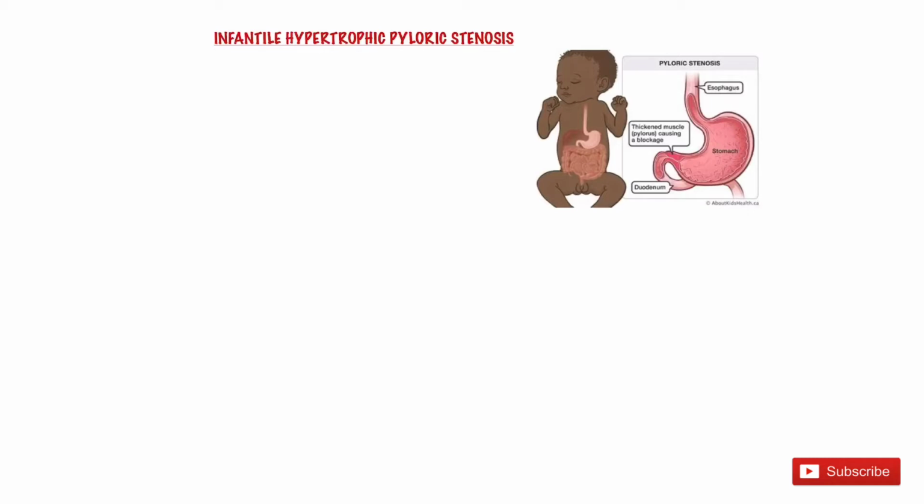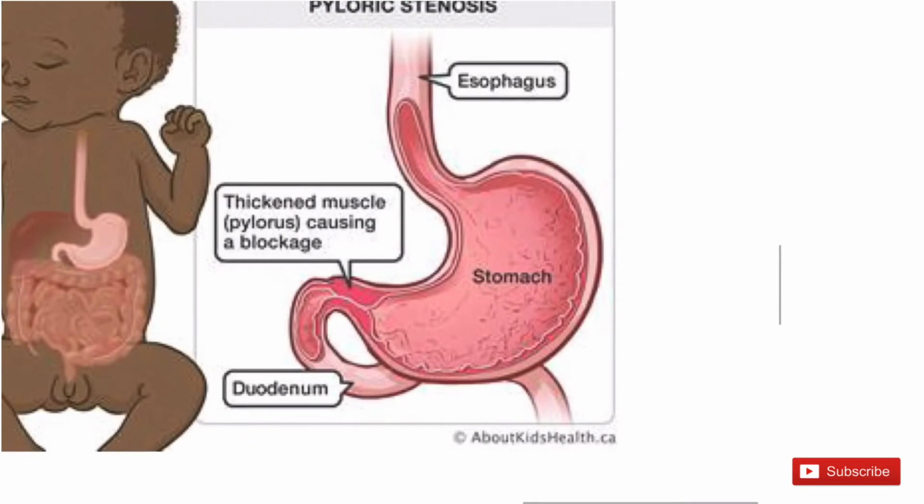The word infantile tells us the age of onset of the disease, and hypertrophy is the thickening of the muscle. Pyloric means the part, the pylorus, and stenosis is narrowing. So this is the main pathogenesis of this disease.